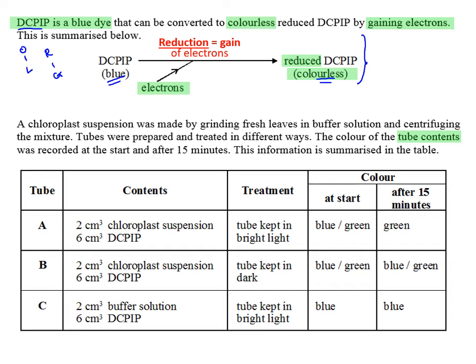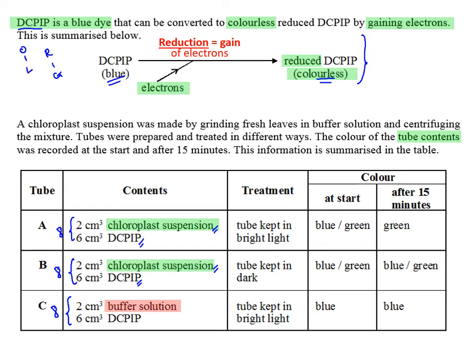So we can take a highlighter pen again and start to break down the information. Now, tubes A, B and C, what's the difference between what's been placed in tubes A, B and C? We can see the total volume in each tube is 8 centimetre cubed. So that's a control variable. Now in tube A, we've got the chloroplast suspension that was isolated from the centrifuging of the ground up leaves. We've also added DCPIP, and that's the same as the contents in tube B. So we've also got chloroplasts and DCPIP in tube B.